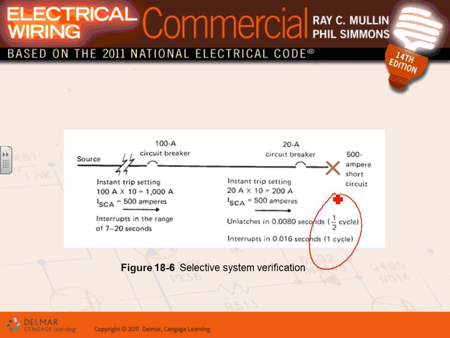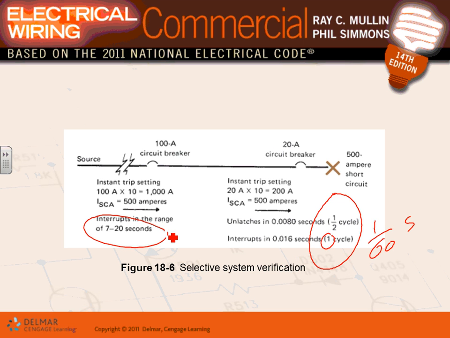Everybody knows what a cycle is in time. A cycle is 1 over 60 of a second, 1/60th of a second. That's fast. Can you witness or recognize an event in 1/60th of a second? None of us can. So that's fast. Look how fast: this is 1/60th of a second to trip. Now this circuit breaker is going to trip in 7 to 20 seconds. This is how fast that is compared to this.